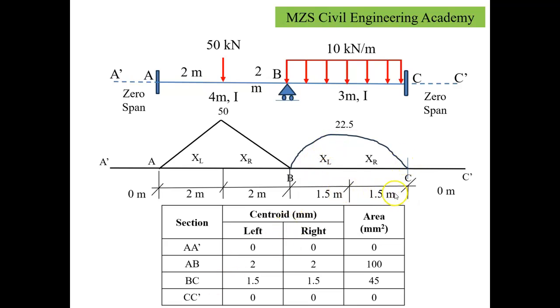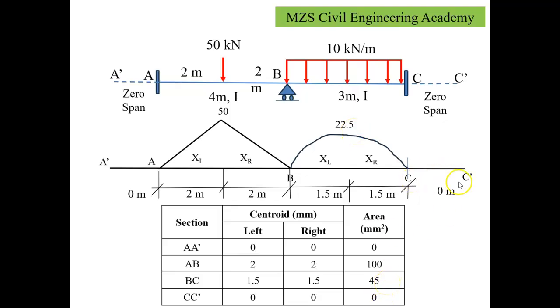It is symmetrically placed over the horizontal axis. That's why xr will be equal to xl, where we call it the centroid with reference to the left hand side and right hand side, which will be half of the span. It comes to 1.5 meter, 1.5 meter. If I want to find the area under this curve, it will be 2/3 of the base into height, meaning 2/3 of the base, which is 3, into the height 22.5. That results in a value of 45.